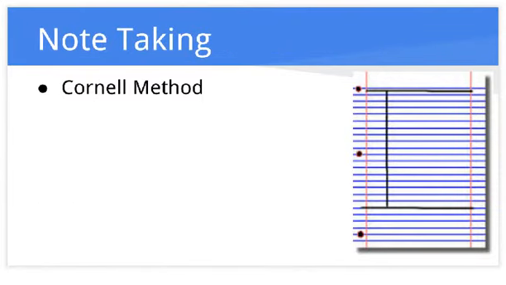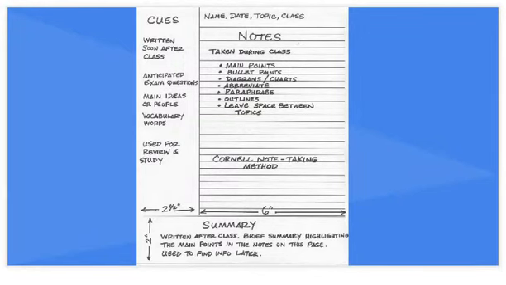So, note taking. The method I'm going to actually look at is the Cornell Method. And as you can see over here, this is basically what you need to do on a piece of paper. There are 1, 2, 3 lines that you draw, and that forms the basis for the Cornell Method of note taking. Now this was developed at Cornell University in America, and it's something that I use myself, and I'm at university at the moment.